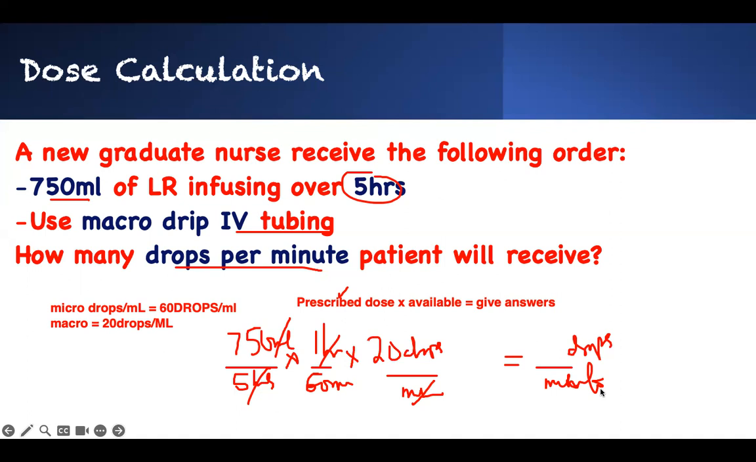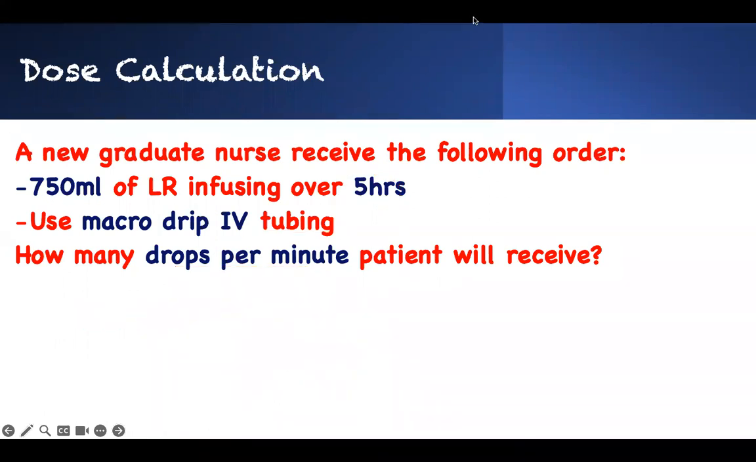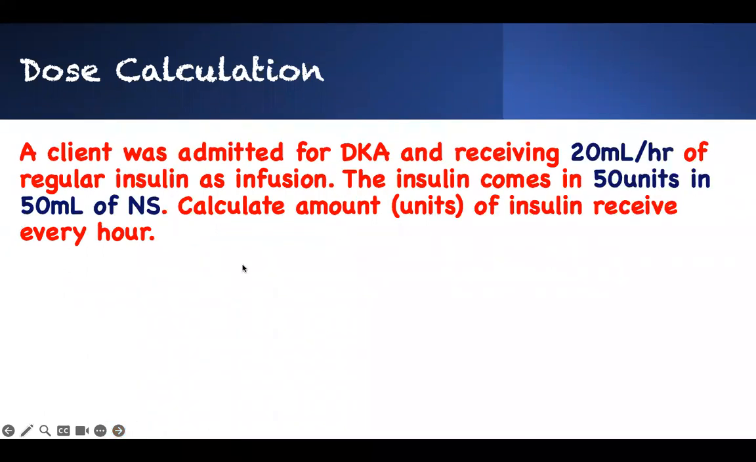This is the way the answer will be done. And the answer that you get is 50 drops per minute. So this is how many drops you're going to get per minute. Based on that, when you calculate, it's straightforward. It's not that difficult. You just have to write it this way. So this is the first one. Okay. The next one.